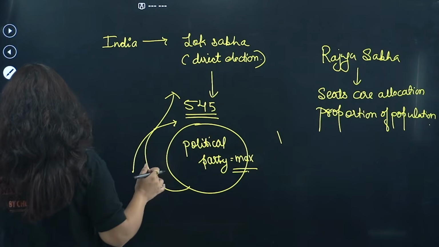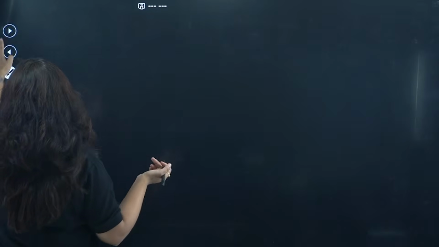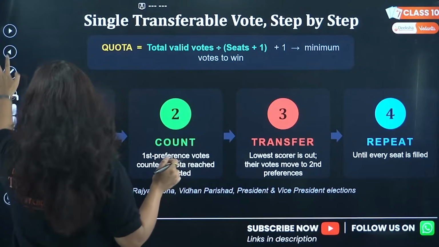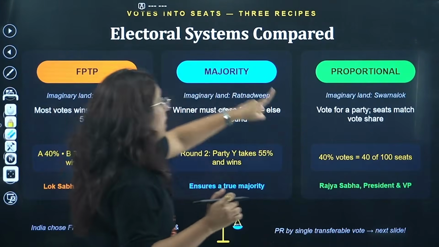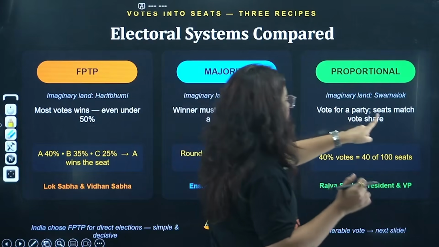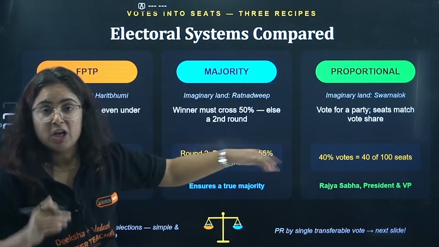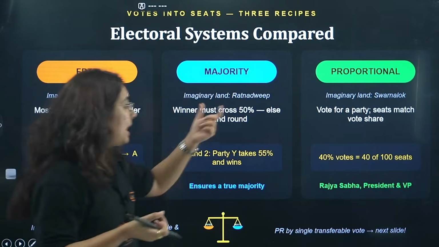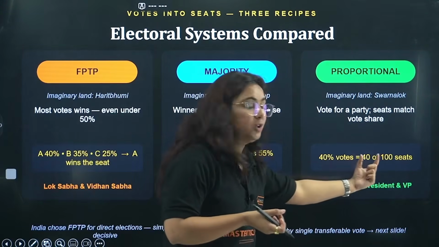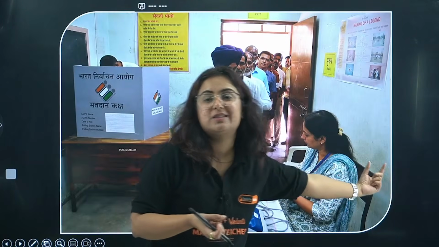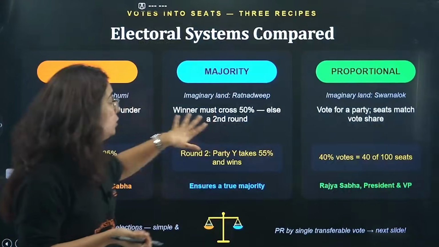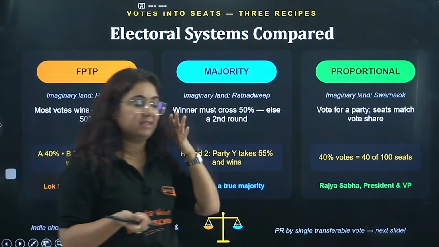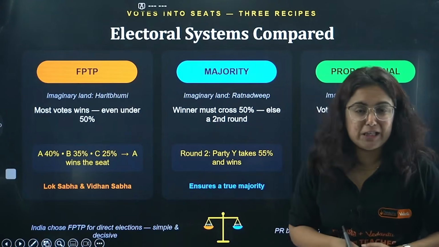I just hope that everything is clear to you. It seems critical, but it is not. You vote for a party, the seats match, the vote will be shared. So you are not voting for a candidate here, you are voting for a party. If you get 40% of votes, then 40% of the seats will be yours, which is not the case in this FPTP system, because that is not actually possible.